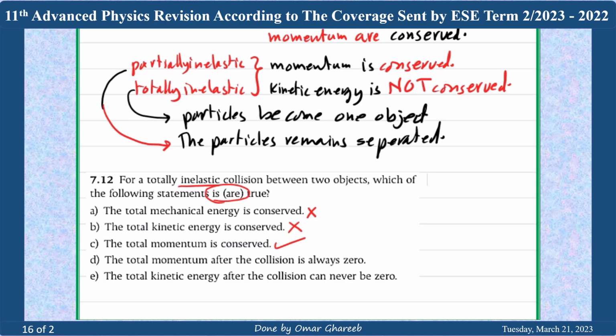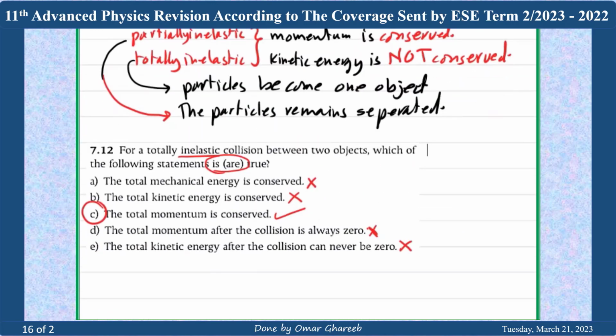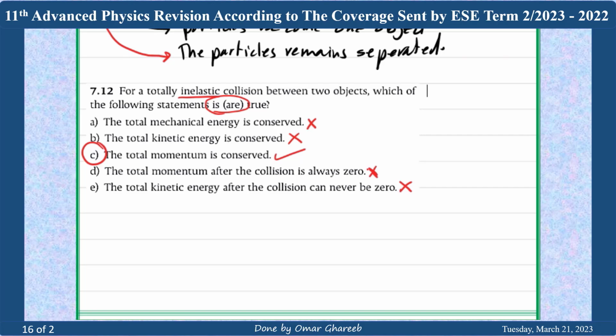The total momentum after the collision is always zero. No, not always zero. The total kinetic energy after the collision can never be zero. No, because there is some motion after the collision. So the answer is C, only C. So for 7.11, we have 3 correct answers. For 7.12, we have only 1 correct answer.